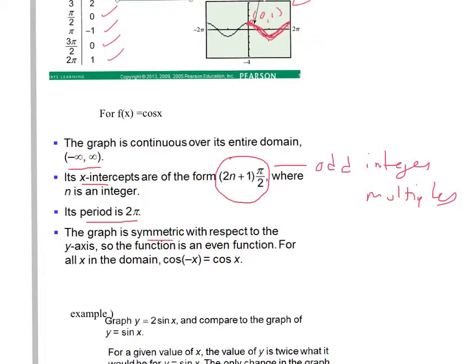The graph is symmetric with respect to the y-axis, so it's considered an even function. And again, that's back to if f of negative x gives you back f of x. Remember that was sort of our test in college algebra for being an even function. Or we also would say it has that symmetry with regard to the y-axis.